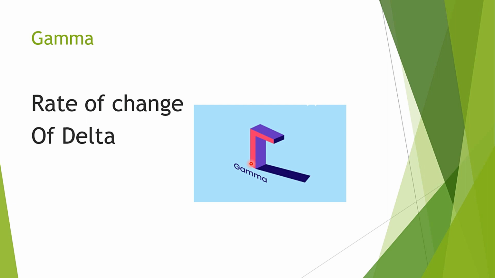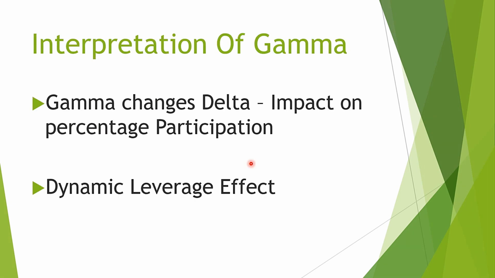Gamma has small effect on option pricing. As underlying keeps moving up and down, delta value keeps changing. This change in delta is governed by gamma. Let us see how we can interpret gamma. As underlying changes, delta changes. Delta for a strike is not fixed and it changes with movement in underlying.